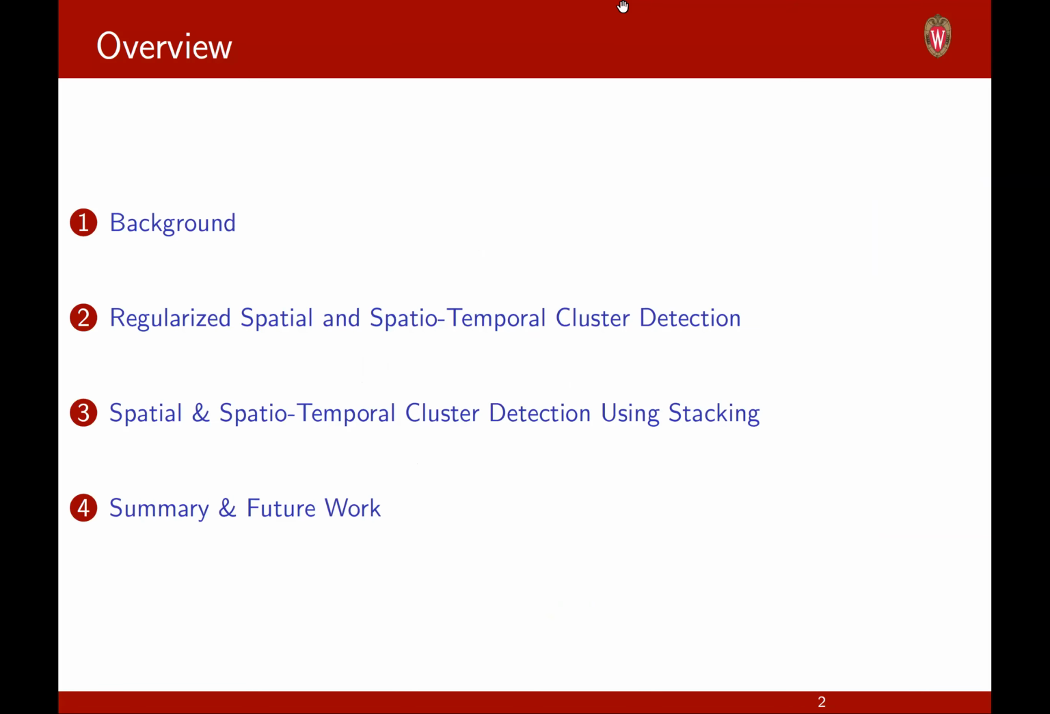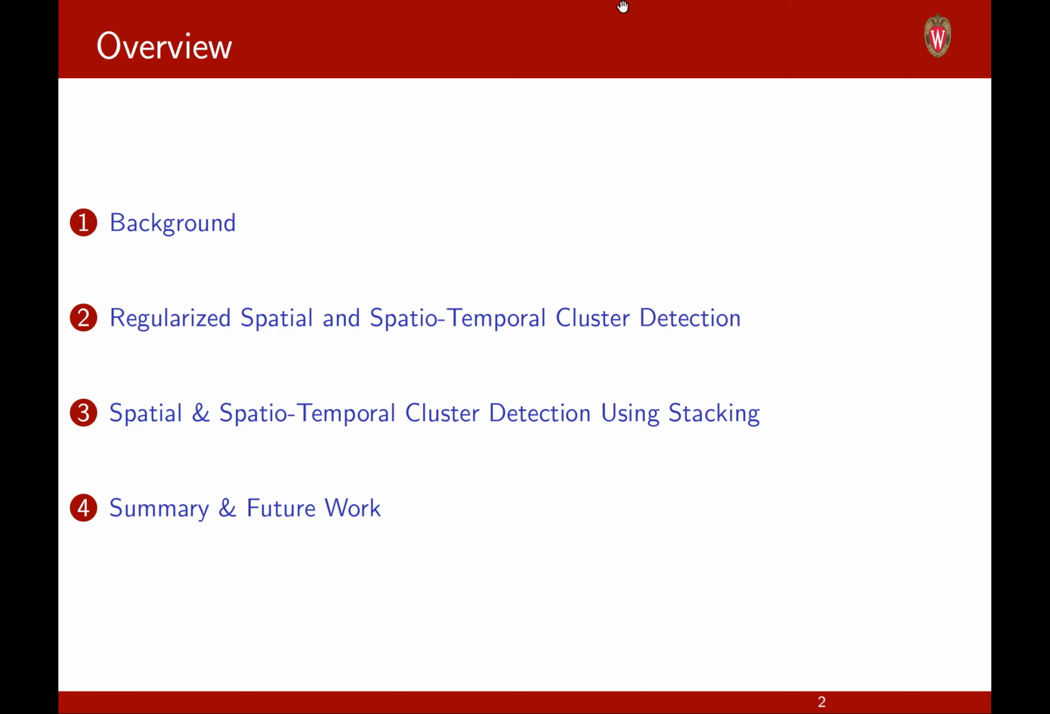All right, so a brief overview. I'll first introduce some background and some terminology that I'll be using throughout the presentation. And then I'll introduce two methods. One is going to be a regularized approach to spatial and spatiotemporal cluster detection. And the second is going to be a stacking approach. And finally, I'll summarize with some conclusions and future work.